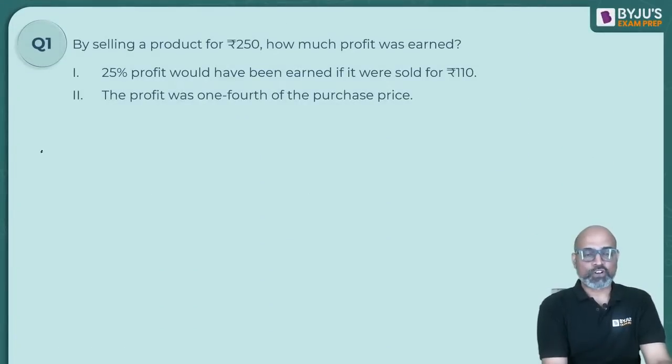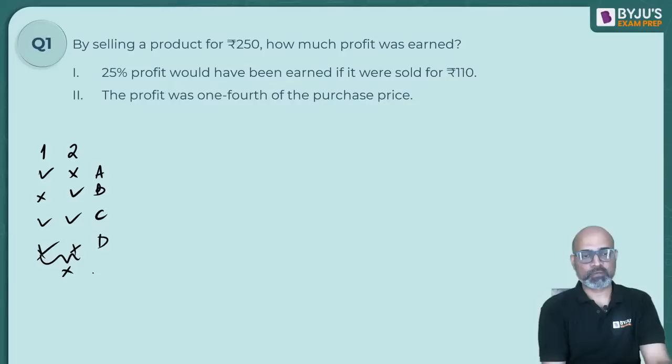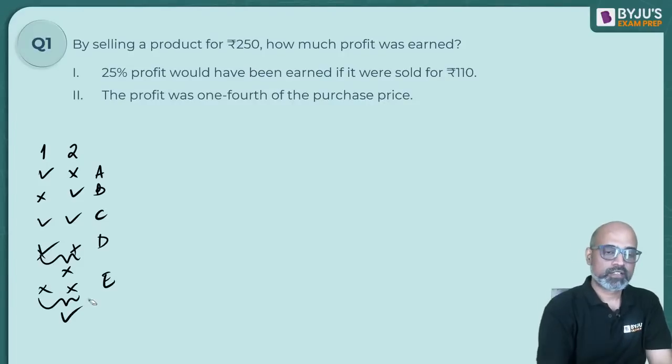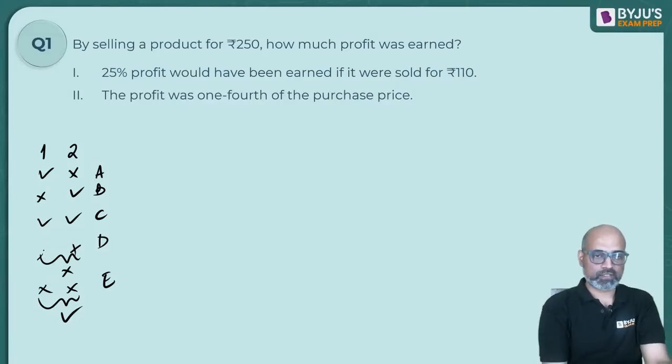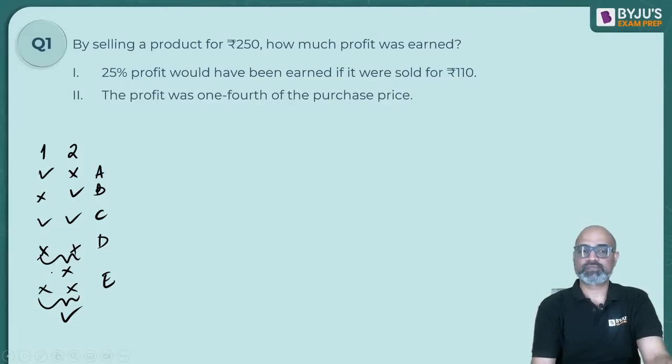So from the first and second statement, एक से आएगा दूसरे से नहीं आएगा, you're going to mark A. You're going to mark B, first से नहीं आएगा, second से आएगा. You're going to mark C individually. You're going to mark D, दोनों से नहीं आएगा और क्लब करके भी नहीं आएगा. You're going to mark E, दोनों से नहीं आएगा and क्लब करके आएगा. Right? So I've written it on the left hand side. Option में option. So by selling a product for 250, how much profit was earned?